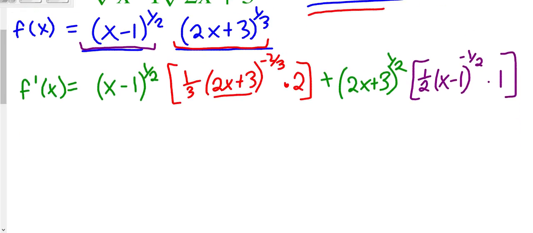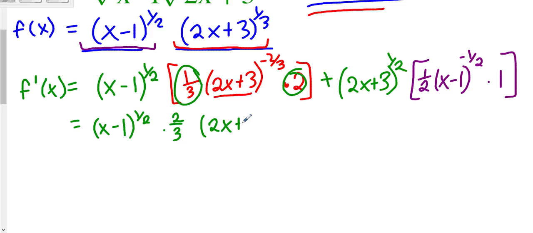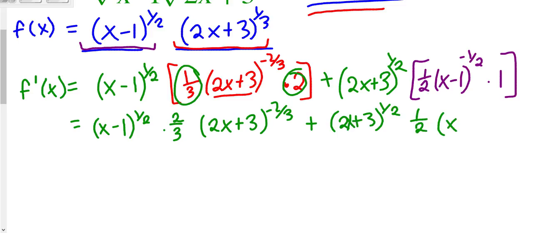So to simplify our derivative, we have x minus 1 to the 1/2. And then we have a 1/3 and a 2. That'll give me a 2/3. And then I have 2x plus 3 to the negative 2/3. Okay. Then I have plus 2x plus 3 times 1/2. I have 1/2 and 1, that'll leave the 1/2, and x minus 1 to the negative 1/2.